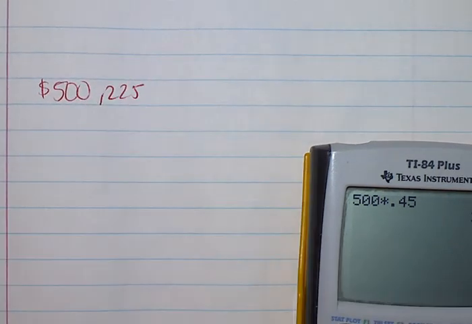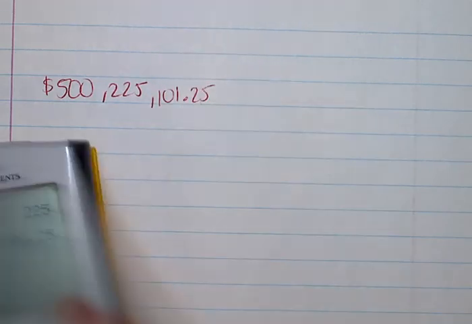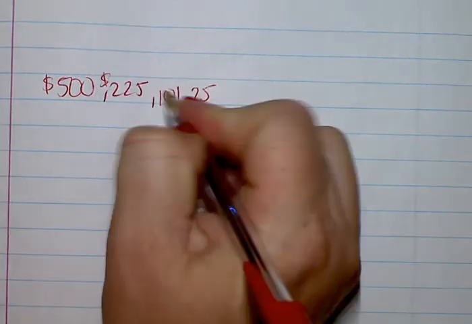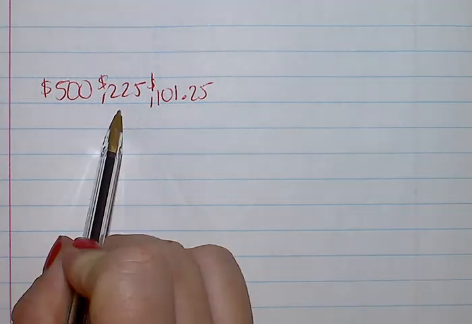Whoa, whoa, whoa. 0.45. Did I say the wrong number? I'll repeat that in case I said something wrong. You start with 500 on day 1, 45% of that on day 2 gives you this amount. This would be day 3 and so on.